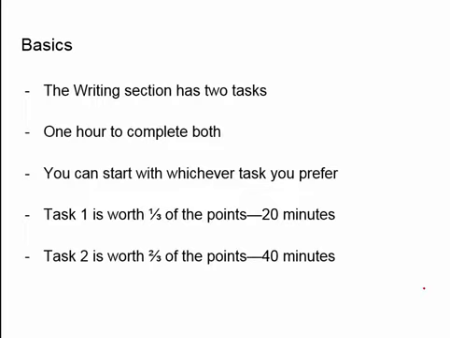One thing to note is that task 1 is worth fewer points than task 2. Task 1 is worth 1/3 and it's a shorter task, and task 2 is worth 2/3 of your writing score, and it is worth more points. So you can imagine you should spend a much shorter time on task 1 than you do on task 2. Most people spend 20 minutes on the first task and 40 minutes on the second task.